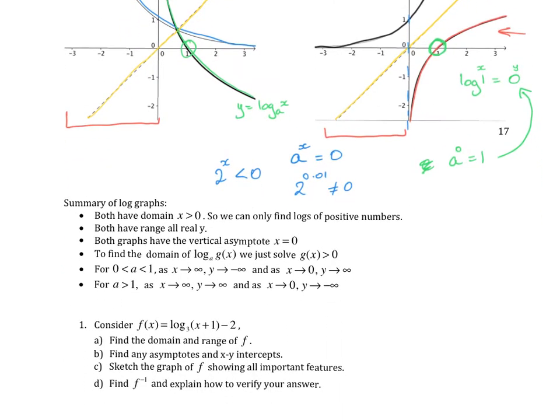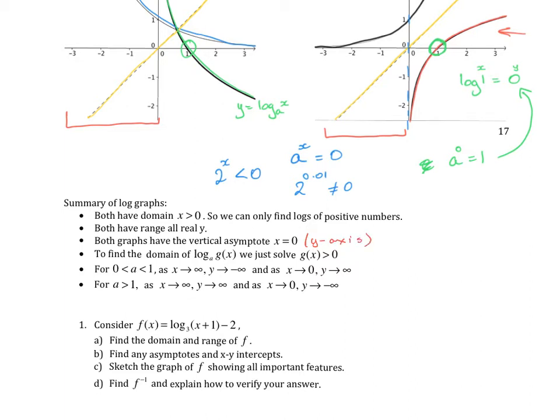So here's a summary again. Both have domain x is bigger than 0 because we can only find the logs of positive numbers. Both have a range of all real y, so we go up towards infinity and down towards infinity for both of them. Both graphs have a vertical asymptote at x equals 0, or in other words, at the y-axis.